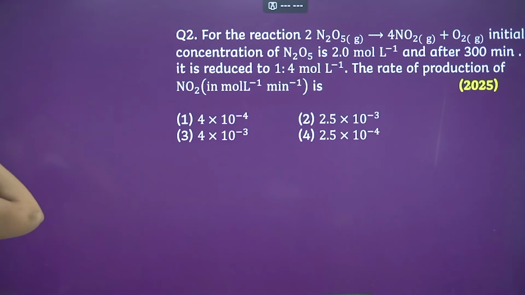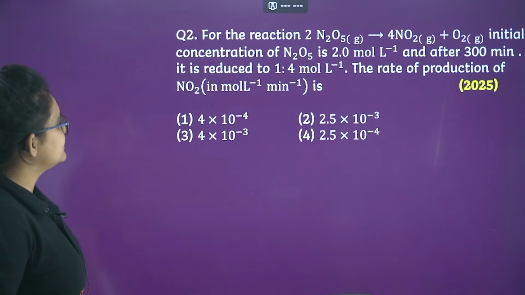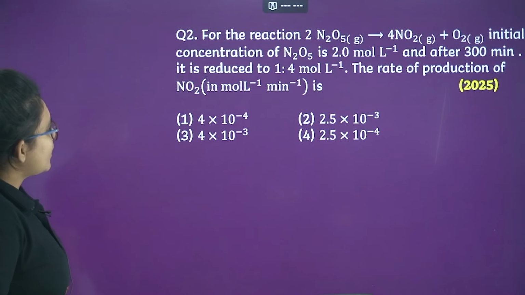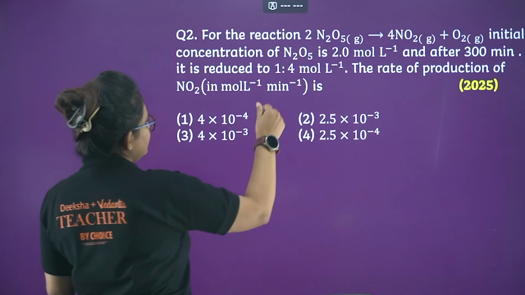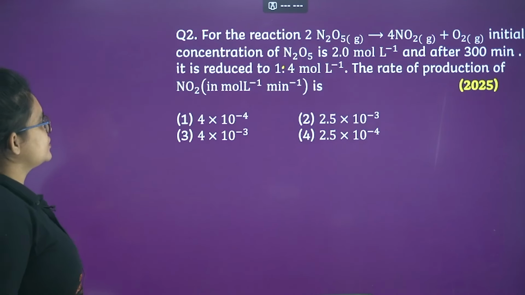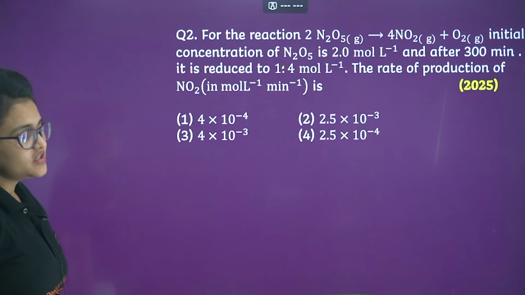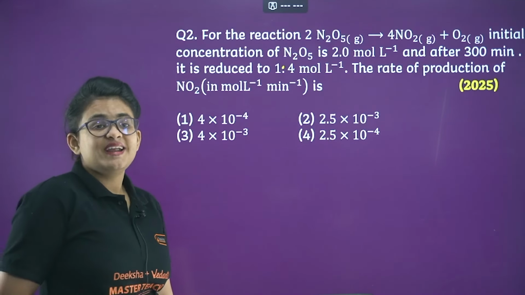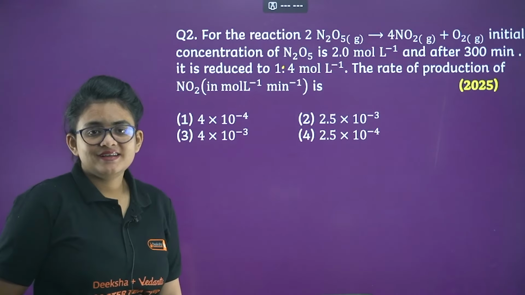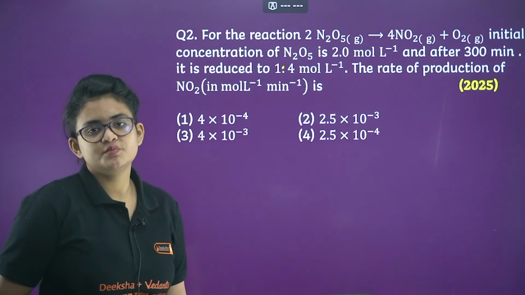Okay, for the reaction 2N2O5 gives 4NO2 plus O2, the initial concentration of N2O5 is 2 mole per liter, and after 300 minutes it is reduced to 1.4 mole per liter. So what is the rate of production of NO2? For this type of question, directly write the rate equation at first. Once you are done with the rate equation, you will get the entire information on how you should proceed further.